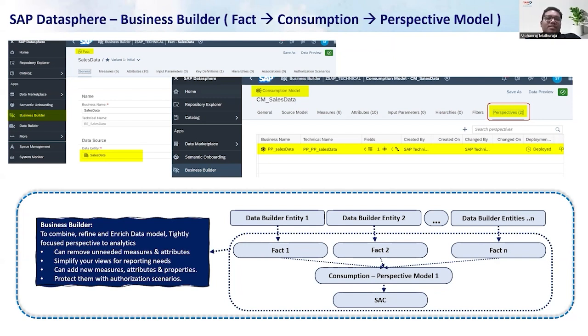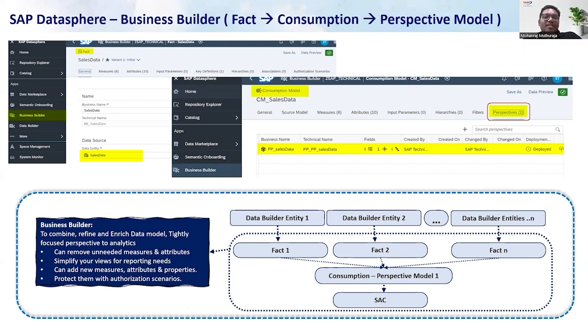And also this Business Builder helps us with the authorization scenarios, where we can restrict some of the authorizations in order to avoid accessing the backend data which we are trying to consume in the SAC, right?